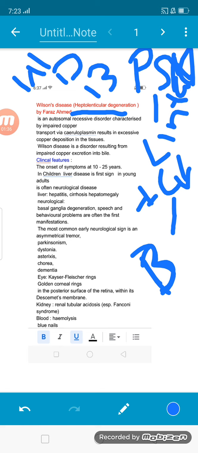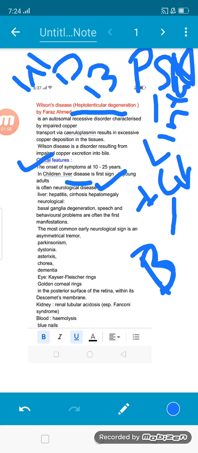So let's talk about where it deposits. Normally it presents at about 10 to 25 years of age. That is the usual age at which patients present. In children, remember the first disease that appears is liver disease. The first sign in a young adult is actually CNS disease.